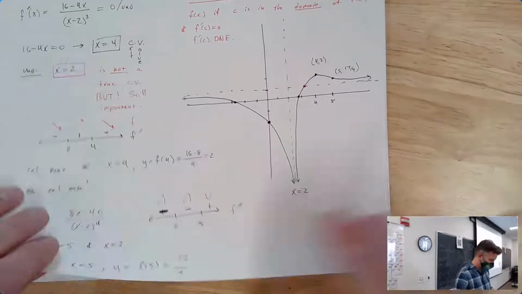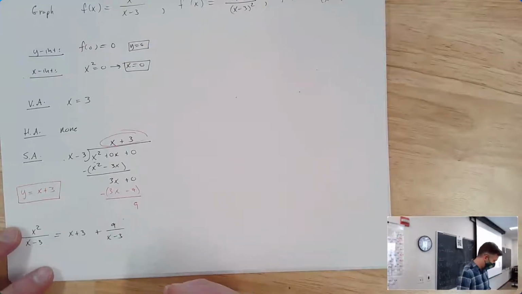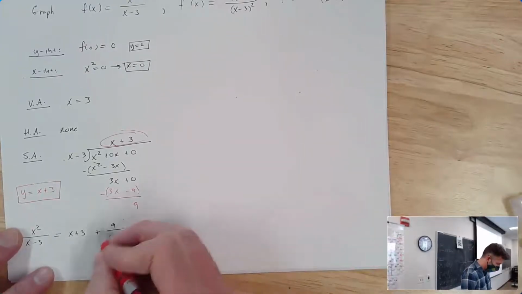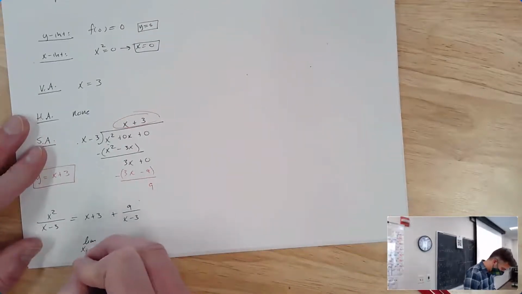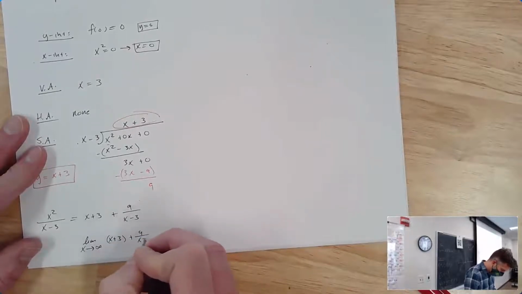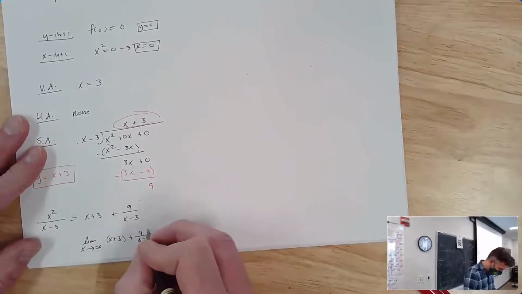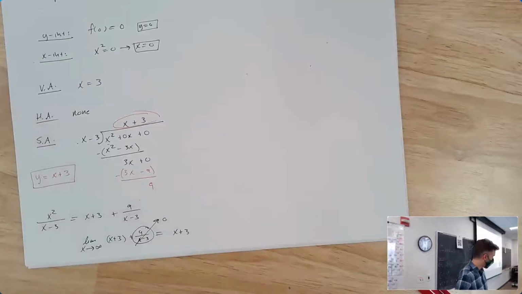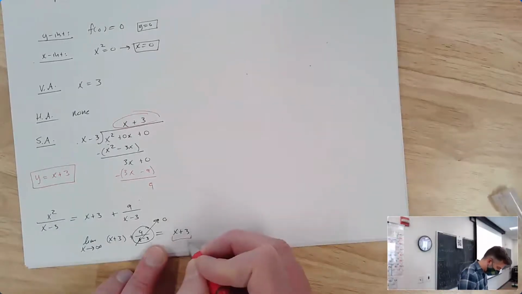Well, the same thing is true here. Right here. What happens to this as x gets really, really big? Well, as x gets really, really big, this part is going to be very, very small. So the limit as x goes to infinity of this expression is going to be just the x plus 3 part. Because this part here is going to get very, very small. So what we're saying is, as x gets really, really big, this function gets very, very close to the line y equals x plus 3.